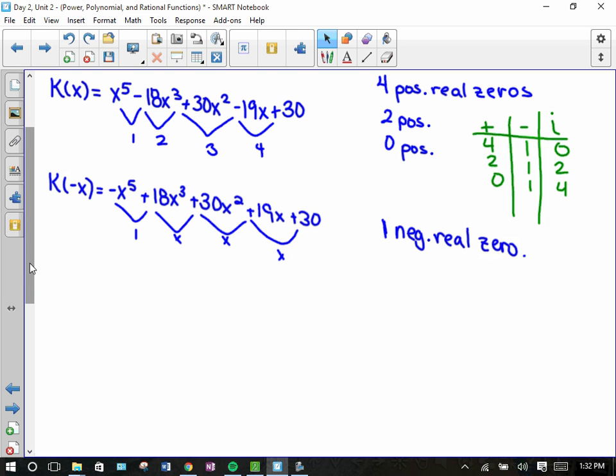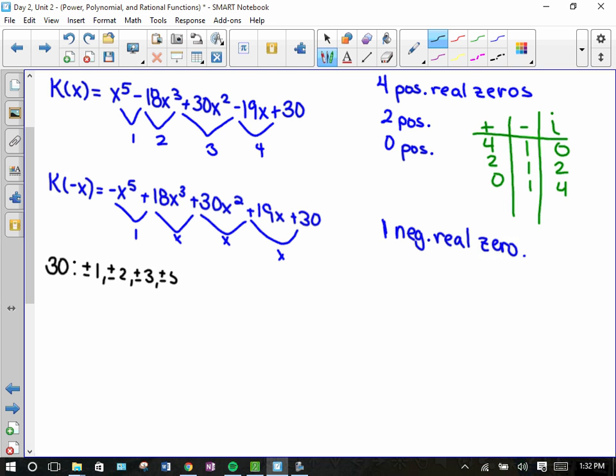Yeah, rational zero theorem. So that means that I need to find the factors of the constant and the leading coefficient. So do the factors of 30 first, because the leading coefficient is 1, so that's a nice easy one. Alright, so you have plus or minus 1, 2, 3, 5, 6, 10, 15, and 30.